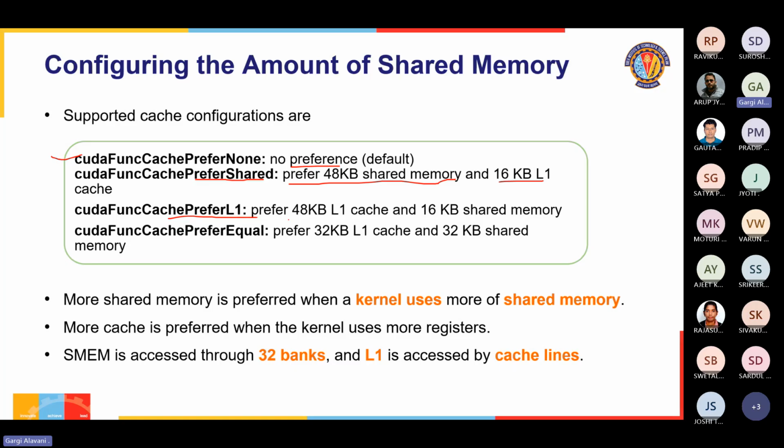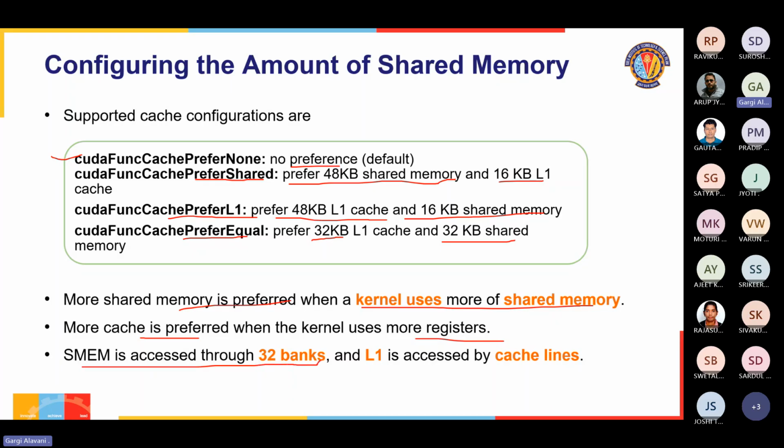Prefer L1. In that case, 48 KB will be L1 cache, 16 KB will be shared memory. Prefer equal. In that case, 32 KB by 32 KB will be your shared and L1 cache memory. Now, when should you prefer shared memory? When the kernel uses more shared memory. When should you prefer cache? When the kernel uses more registers, because those will be spilled in the cache.